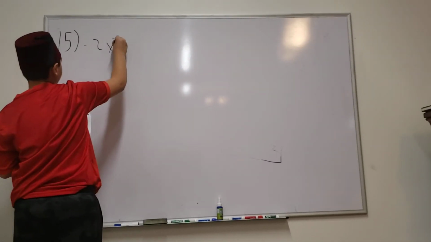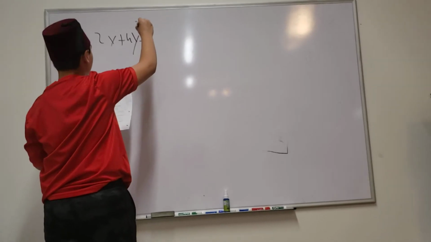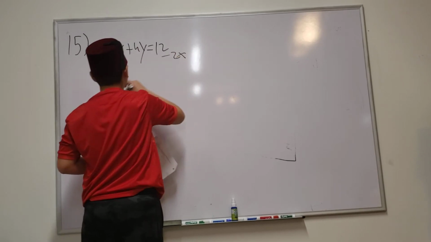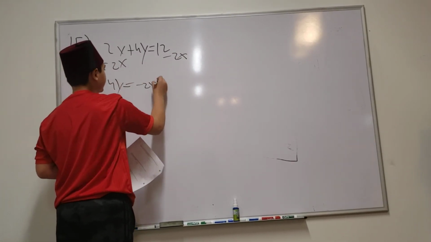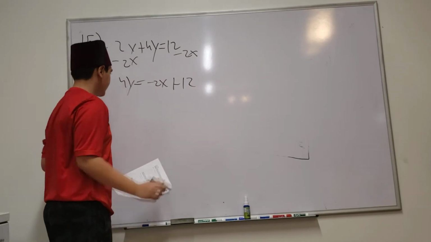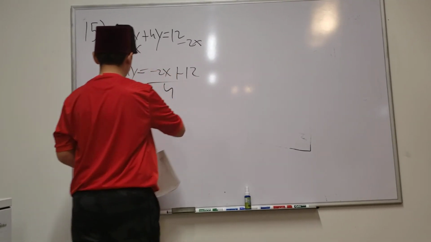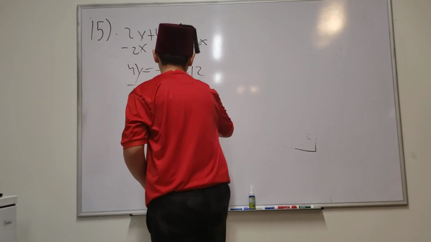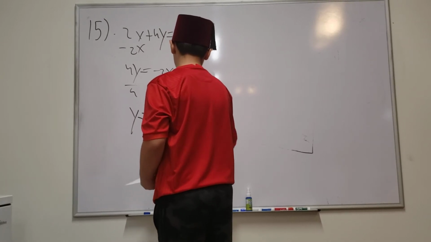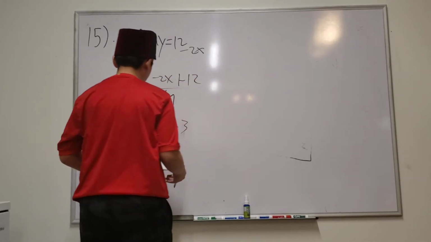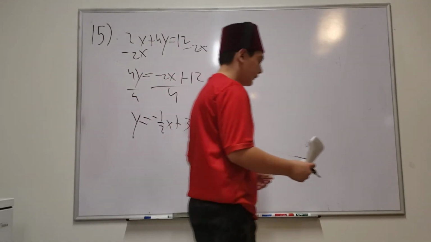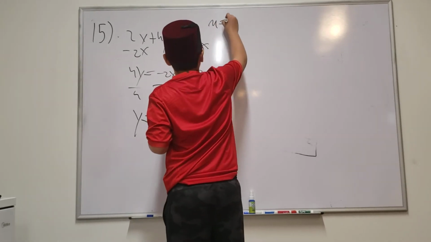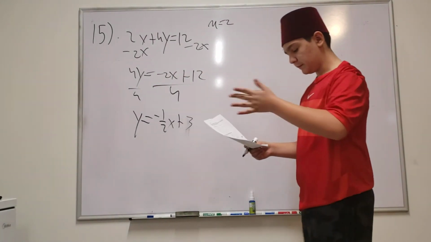The equation is 2x plus 4y is equal to 12. So we're going to subtract 2x from both sides to give us 4y is equal to negative 2x plus 12. Divide both sides by 4. That will give us y equals negative 1/2 x plus 3. So here is our slope, but now we need to find the opposite reciprocal because it wants a perpendicular slope. So in this case, m would equal 2 to make it perpendicular.